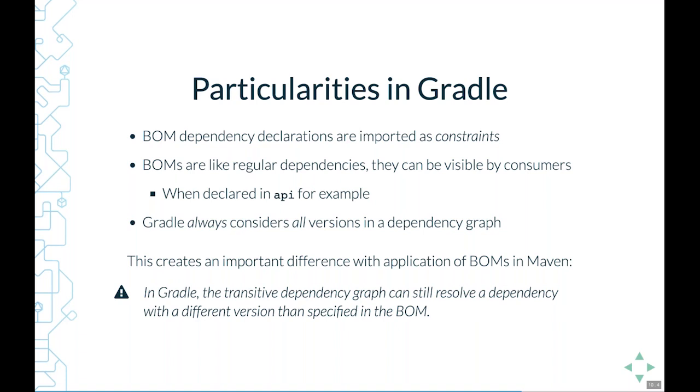Gradle keeps looking at all the versions in the dependency graph. It will always do that. The main difference that results from that is that in Gradle, the transitive dependency graph can still resolve a dependency with a different version than the BOM. Remember, we do not make nearest win. We conflict resolve every version. So that's important to know.